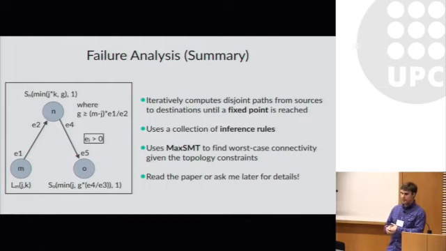The idea is that we have a collection of inference rules like the one I've shown on the left here, which tells you, given a fact you know, how you can infer a new connectivity invariant. And so we can use a MaxSMT solver, because we're interested in finding the worst-case concrete network with respect to connectivity. We can ask the MaxSMT solver to minimize the connectivity given the constraints that the user wrote in their topology. I think it's a really cool algorithm, and I don't quite have enough time to go into it, but you can read our paper if you're interested in seeing more details.